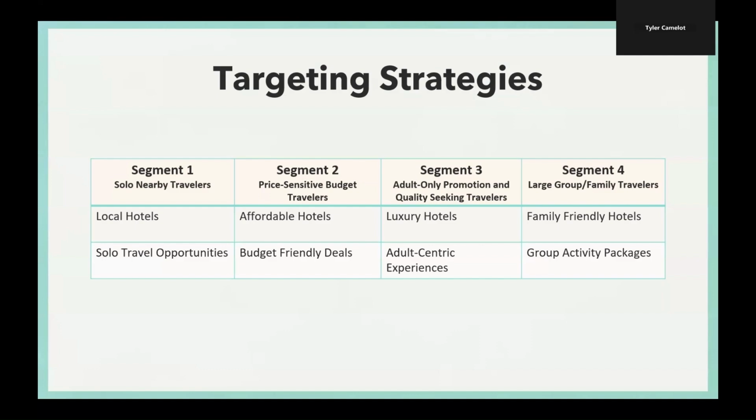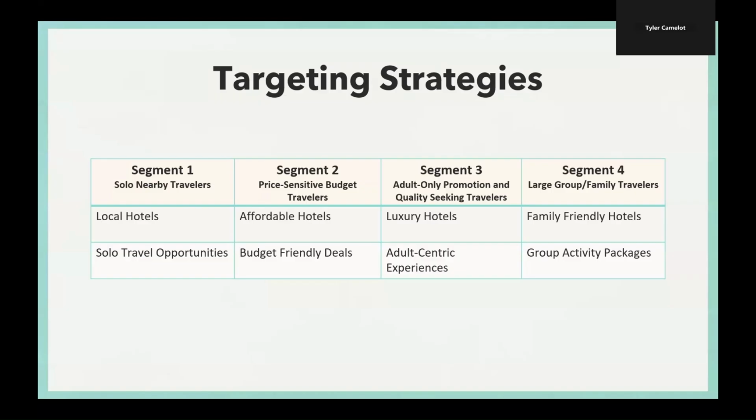Segment 3 is our adult-only promotion and quality-seeking travelers. They primarily like luxury hotels, so we want to make sure that they get those offered to them on a consistent basis. They also would prefer adult-centric experiences. This can include couples getaway packages, which are spa credits and private dining, wellness retreats, so yoga, meditation, and fitness weekends, and cultural immersion offers, so local winery tours, art exhibits, and concerts.